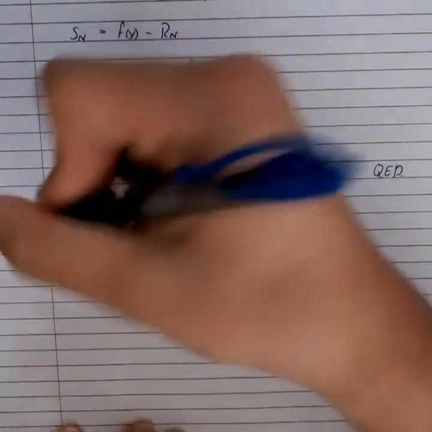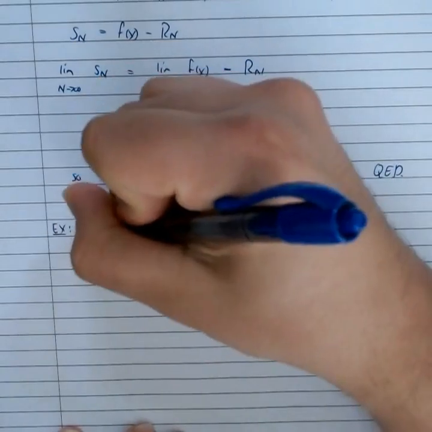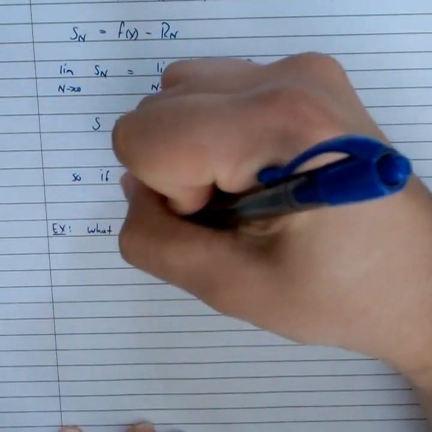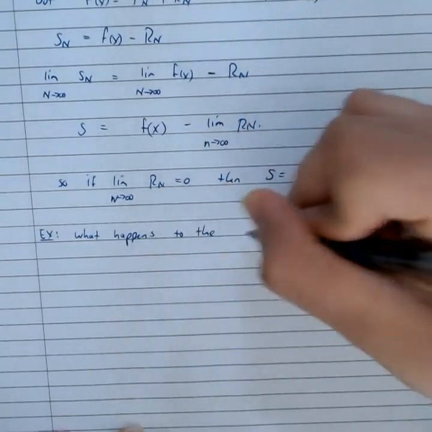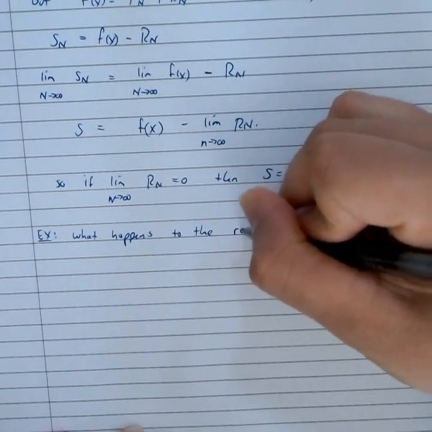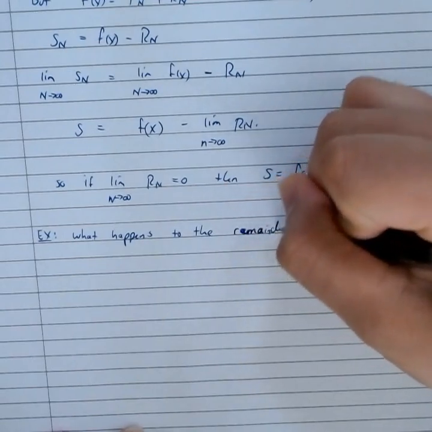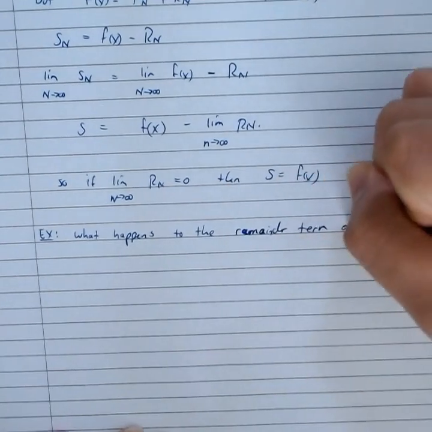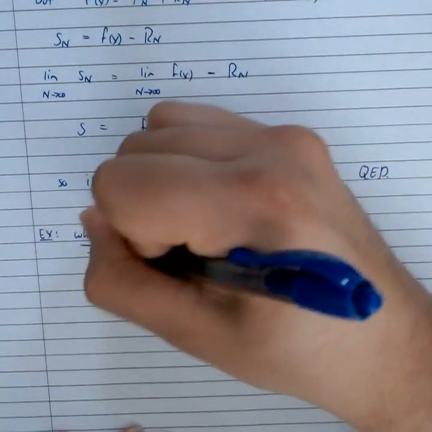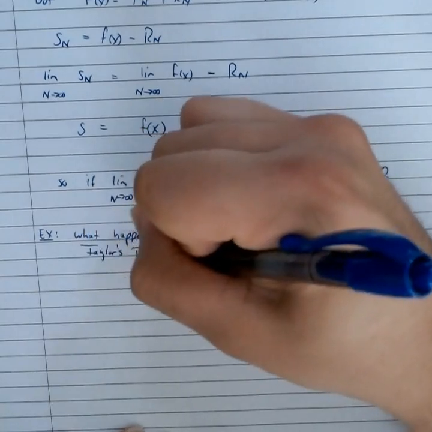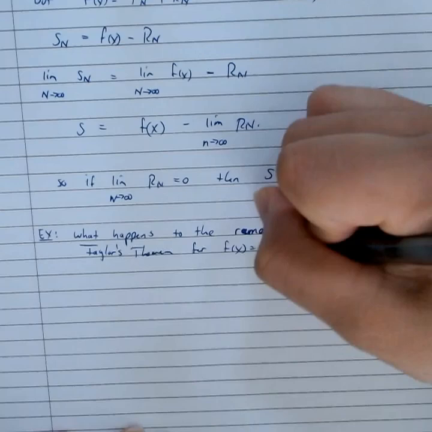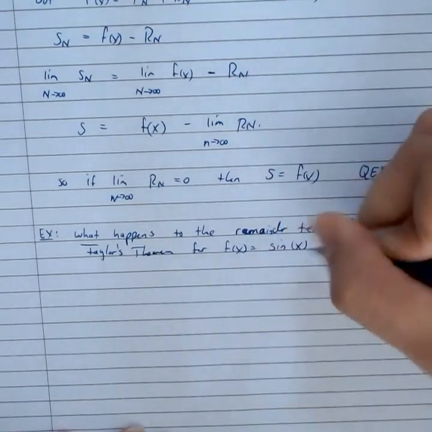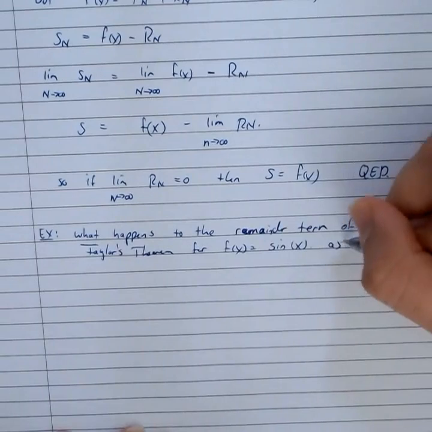Going back to this problem, let's see, example: what happens to the remainder term of Taylor's theorem for f of x equals the sine of x as n approaches infinity.